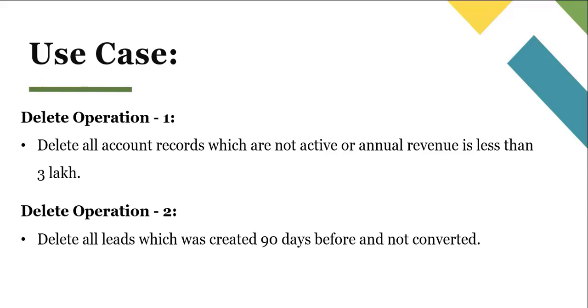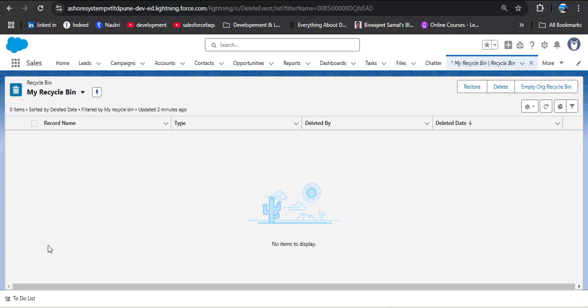We want to delete all accounts records which are not active or annual revenue is less than 3 lakhs. That means here we have two conditions. The first one is we want to delete the account records which are not active, and then another one is which accounts annual revenue is less than 3 lakhs. Those accounts also we want to delete. So let's navigate to the Salesforce org. Here I am navigating to the account object.